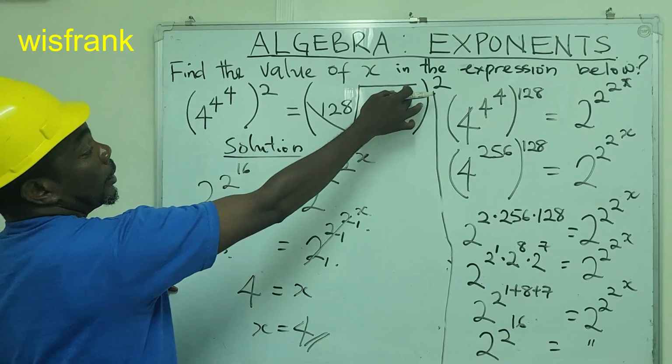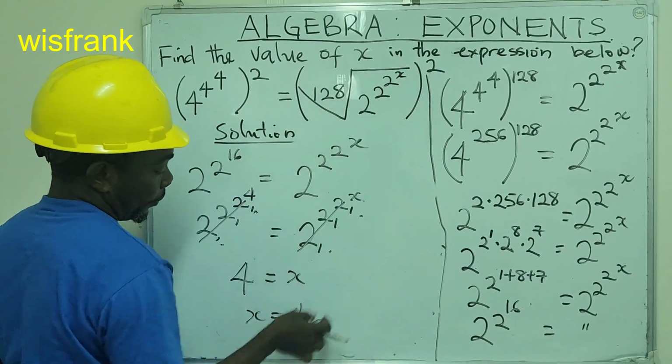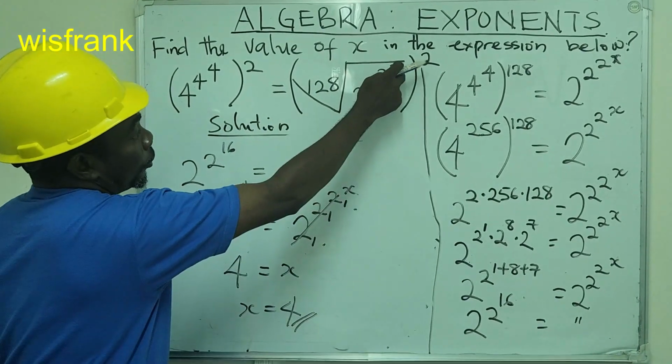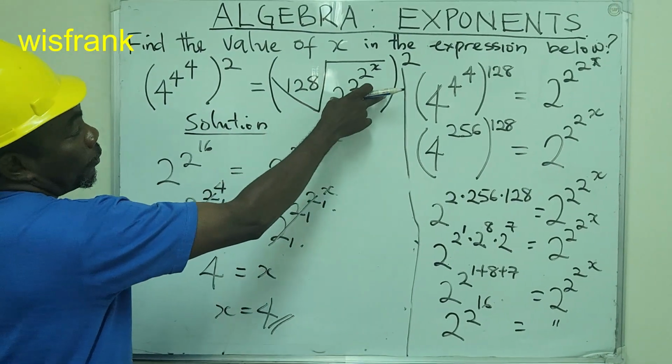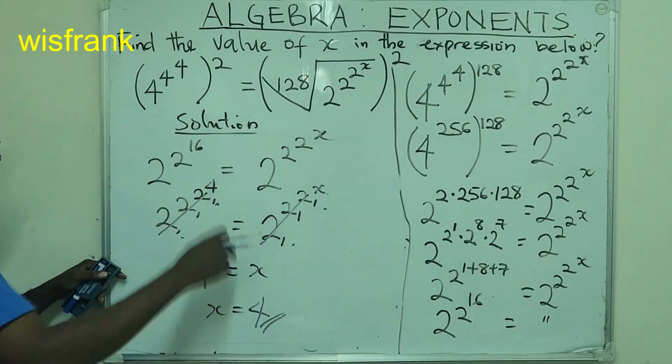So if you insert the value of x equals to 4 into here, and you take the 128th root of this, you still have the same value on this side.